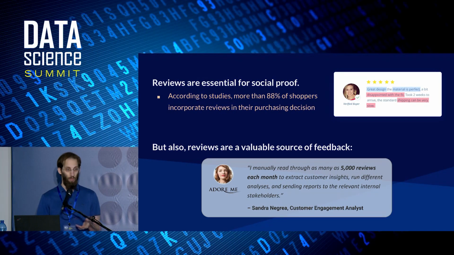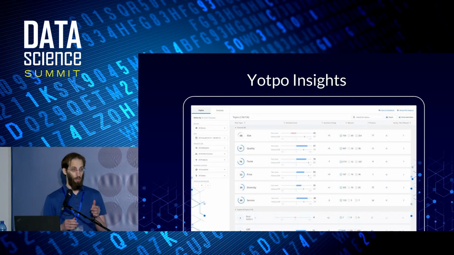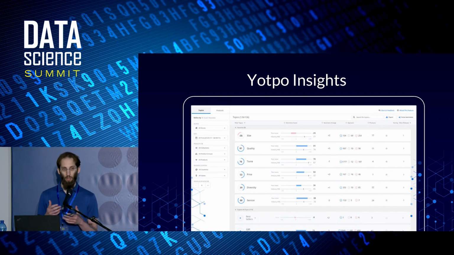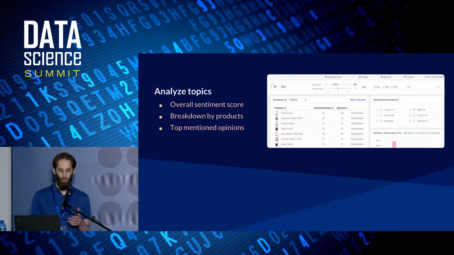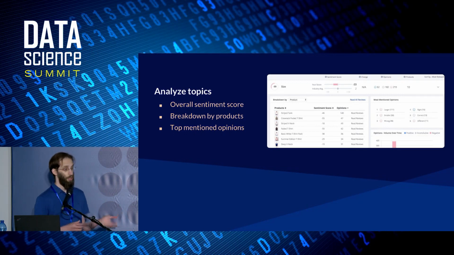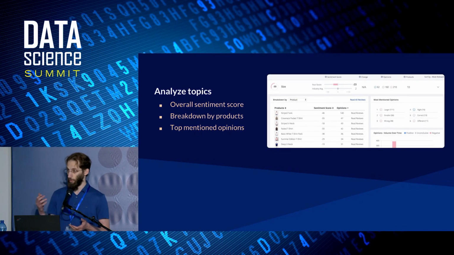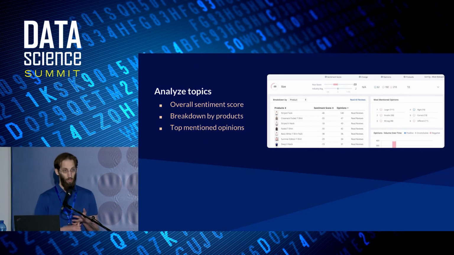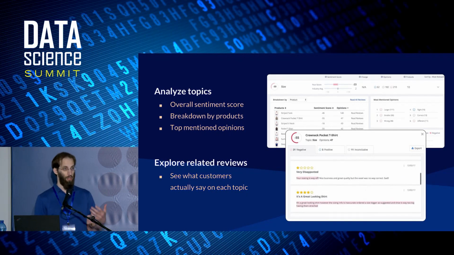This inspired us to create a product called Yopo Insights. The idea behind Yopo Insights is to describe what people are talking about within reviews. Inside Yopo Insights, the shop owner can analyze the reviews per topic. For example, for the topic size, you can see the overall sentiment given by reviewers. You can break down by products, break down by countries, read the top mentioned opinions, and even explore the reviews related to a specific topic and a specific sentiment class.